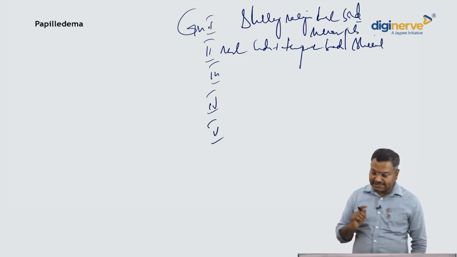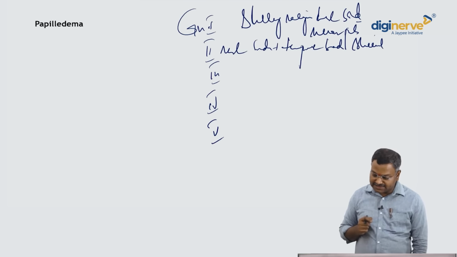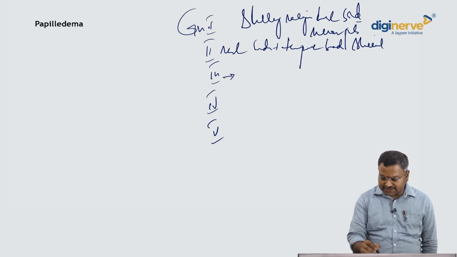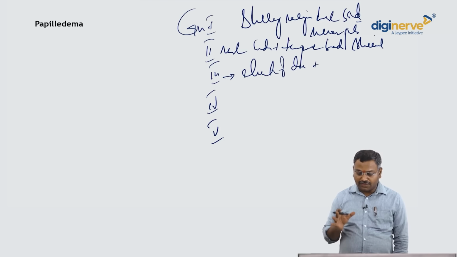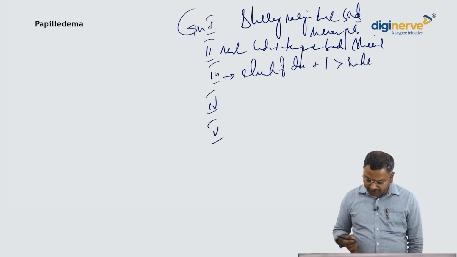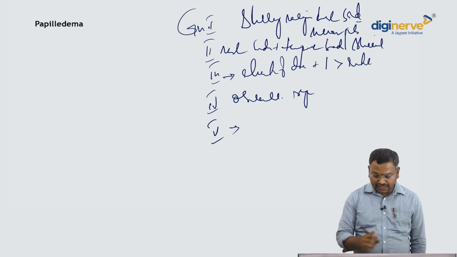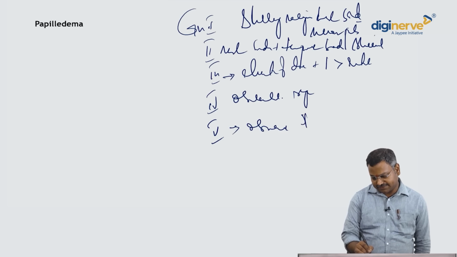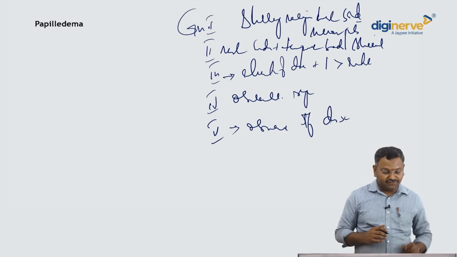So both the nasal and the temporal borders are blurred. That is a circumferential blurring of the margins. Grade 3 onwards, there is an elevation of the disc along with the blurring of the margins in one or more retinal vessel segments. Grade 4 is where you have the obscuration of all the segments. And grade 5 is where grade 4 is there along with complete obscuration of the disc. That is what we call grade 5 papilledema.